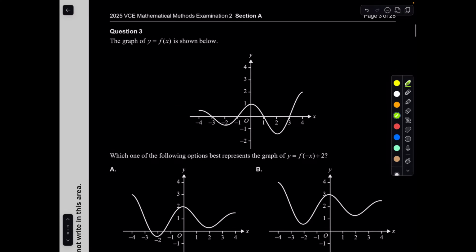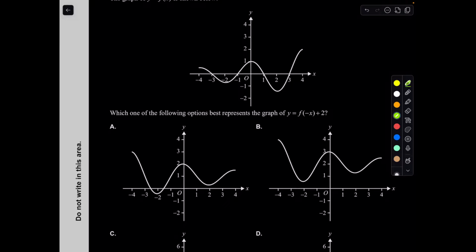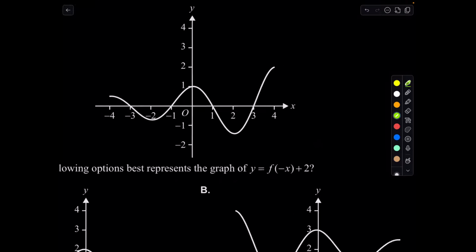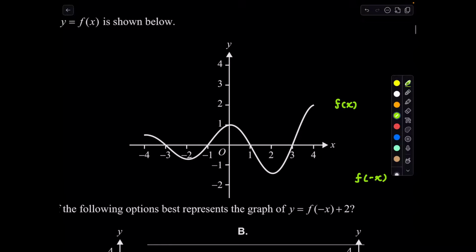What about question 3? The graph of y equals f of x is shown. Which of the following options best represents the graph of y equals f of negative x plus 2? Not too bad. So for those that don't understand, let's just consider this as f of x right now. You know this graph here? Let's call it f of x. For those that don't know, f of negative x is also called a reflection in the y-axis. So imagine this graph here has been reflected in the y-axis. You know this y-axis, just imagine you reflect it.